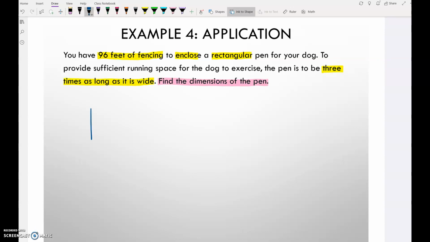All right, so we've got a rectangle. And I'm going to call this dimension W. I'll call that the width, W. What do you know about the length compared to the width? 3 times as long, so 3W.